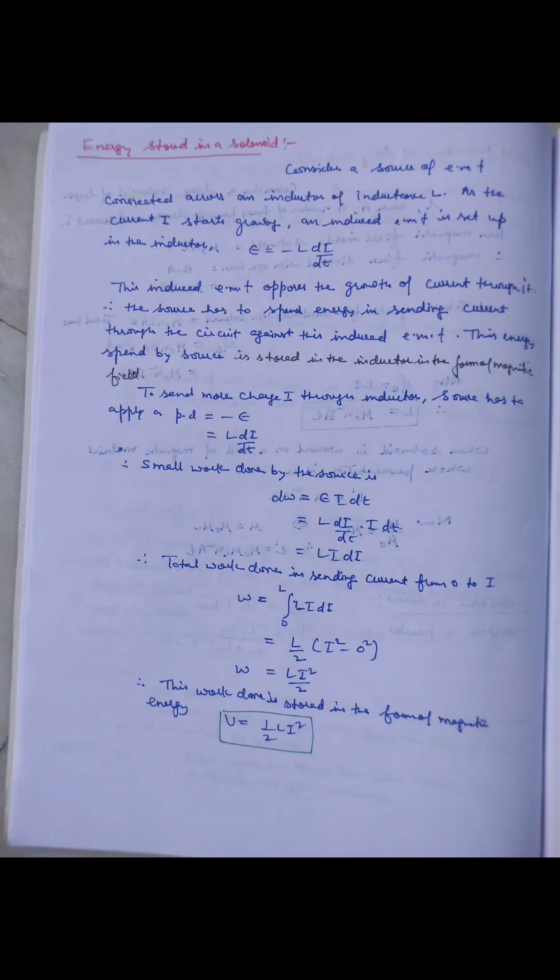We know that induced EMF is produced in a coil which opposes the growth of current in it. Therefore, source has to spend energy in sending the current through the circuit against this induced EMF. This energy is stored in the form of magnetic field. U is equal to half L i square. Energy density, that is energy per unit volume, is given by 1 upon 2 mu naught B square.